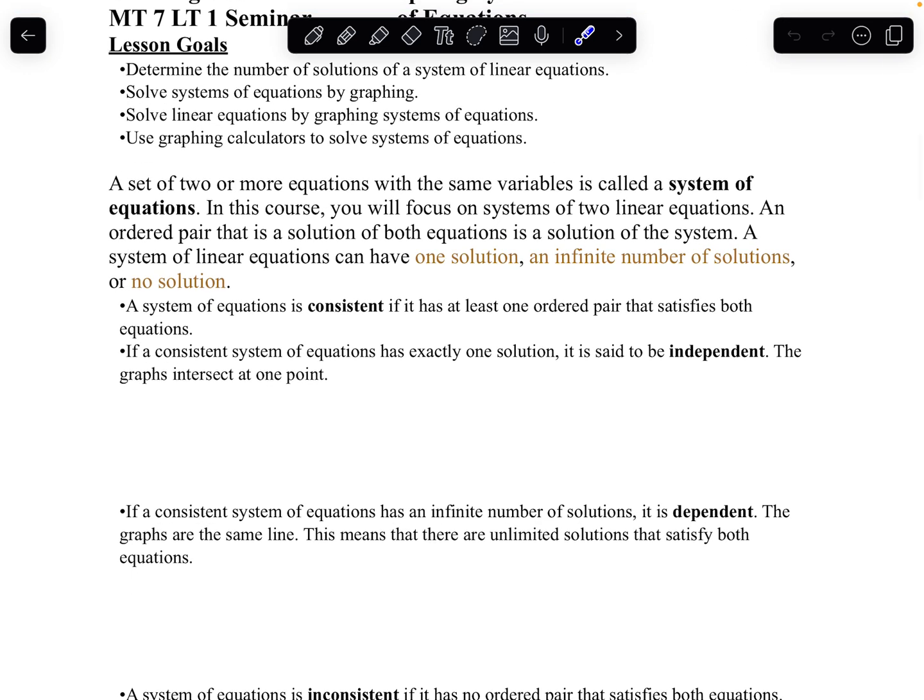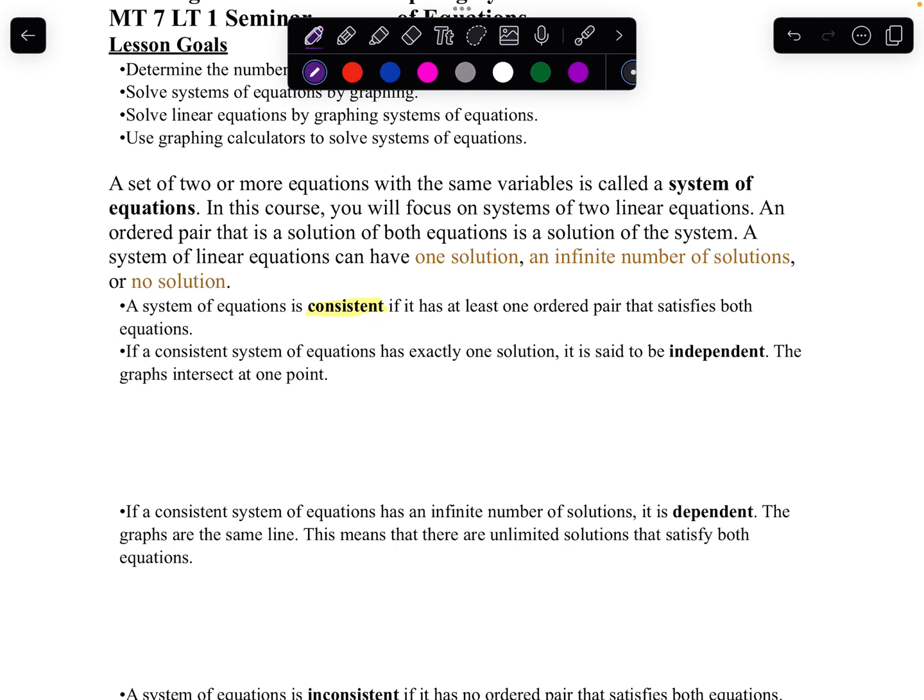Now, first off, when we have a system of equations, we have 2 lines. Those 2 lines could cross or they could not cross. And so we can have one solution, infinite solutions, or no solutions. If you have an answer, we're going to say that's consistent. That is one of the key vocabulary words. Consistent means you have an answer. A consistent equation that has one answer is independent.